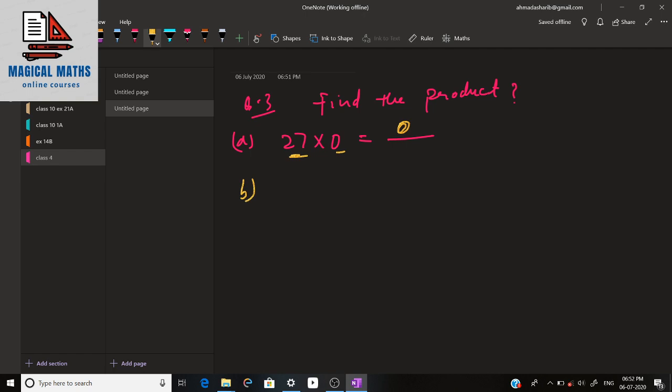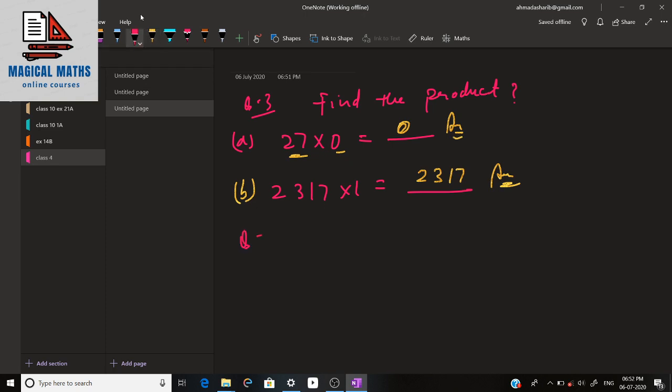And the B part says 2317 into 1. So students, whenever we are multiplying a number by 1, then we always get the number itself. Okay, the rest two parts you will do in your copy.